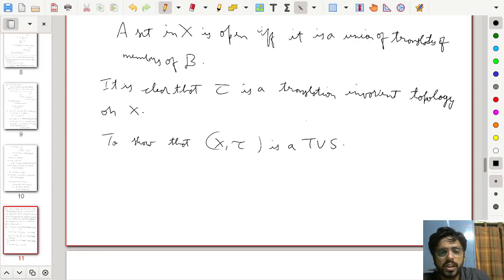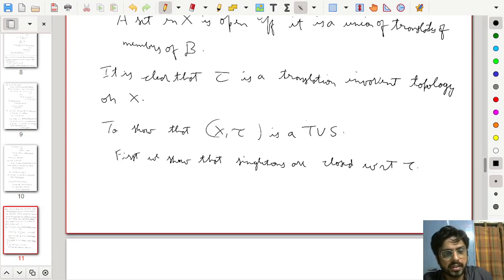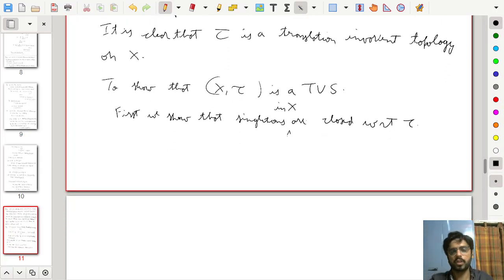So what do we need to show? We need to show that singletons are closed and the addition and scalar multiplication maps are continuous, right? So first we show that singletons are closed with respect to tau. Singletons in X are closed with respect to tau.